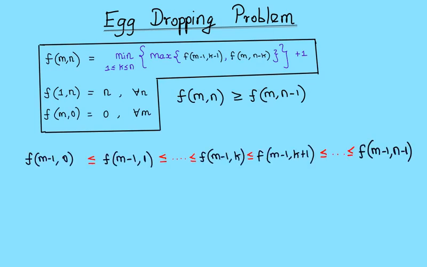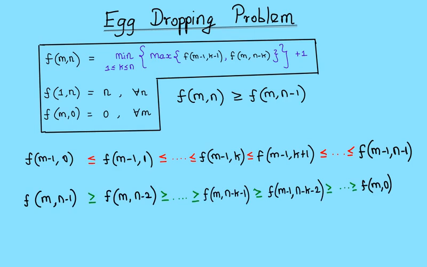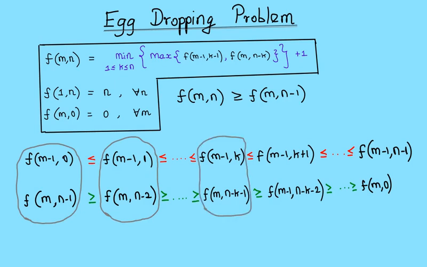This means that f of m minus 1 comma 0, f of m minus 1 comma 1, and so on till f of m minus 1 comma n minus 1 is the increasing sequence. And also we have this, that is f of m comma n minus 1, f of m comma n minus 2, and so on till f of m comma 0 is the decreasing sequence. If we note the recurrence relation, we need to find the maximum of these two, and then these and these, and so on till this.